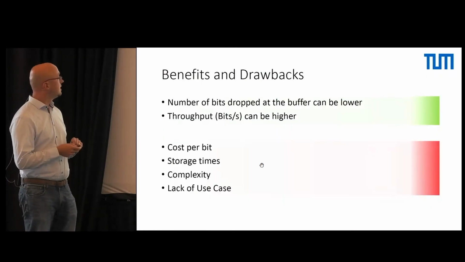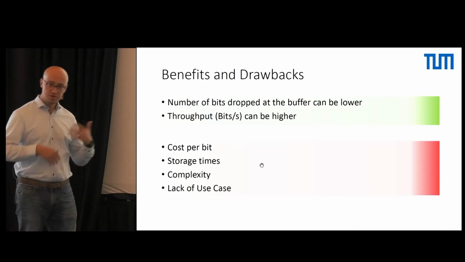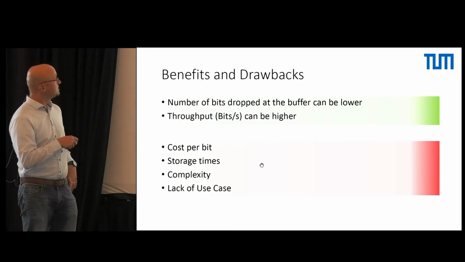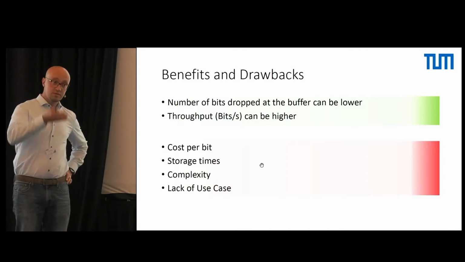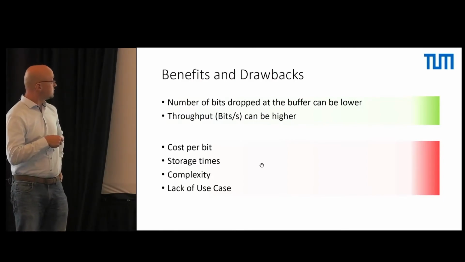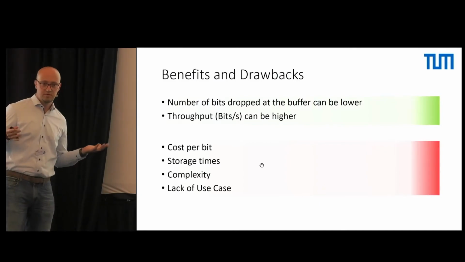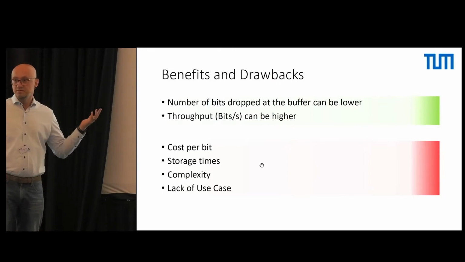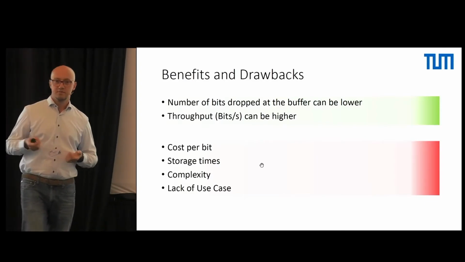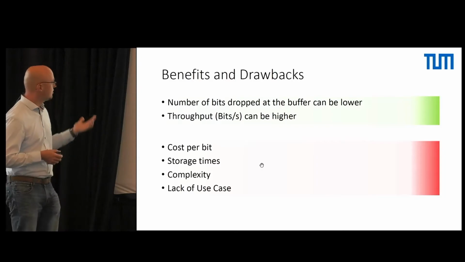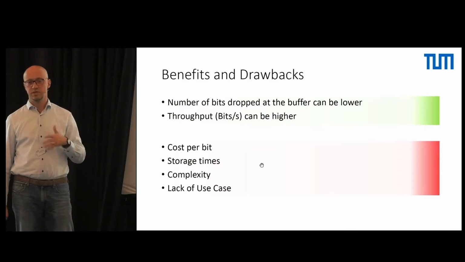And we saw, okay, so if you use the entanglement-assisted data transmission, you can reduce the number of bits that get dropped at the sender-side buffer of such a system, and you can, of course, increase your data throughput. But there are some drawbacks as well. So the cost per bit is probably not going to decrease because it's very complex. Also, we have troubles with the storage times. So I guess some of you have already discussed it with me, what are the prospects, how can we increase storage times, what can we expect.